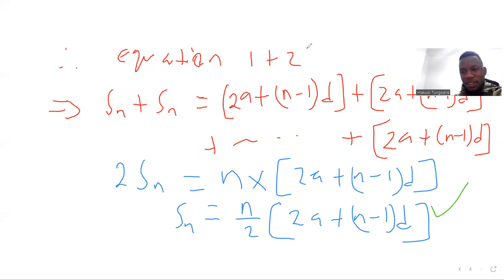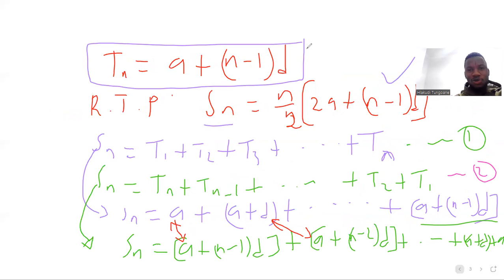Just a quick recap of what needs to happen. The first step is to remember this formula. Then you write your Sn as the expansion of T1 plus T2, all the way to Tn. The second step is to write it again in reverse order, starting from Tn going down to T1. Then you substitute into the Tn formula to get equations 1 and 2 expanded in this form. Once you have expanded them, you add equation 1 and 2.